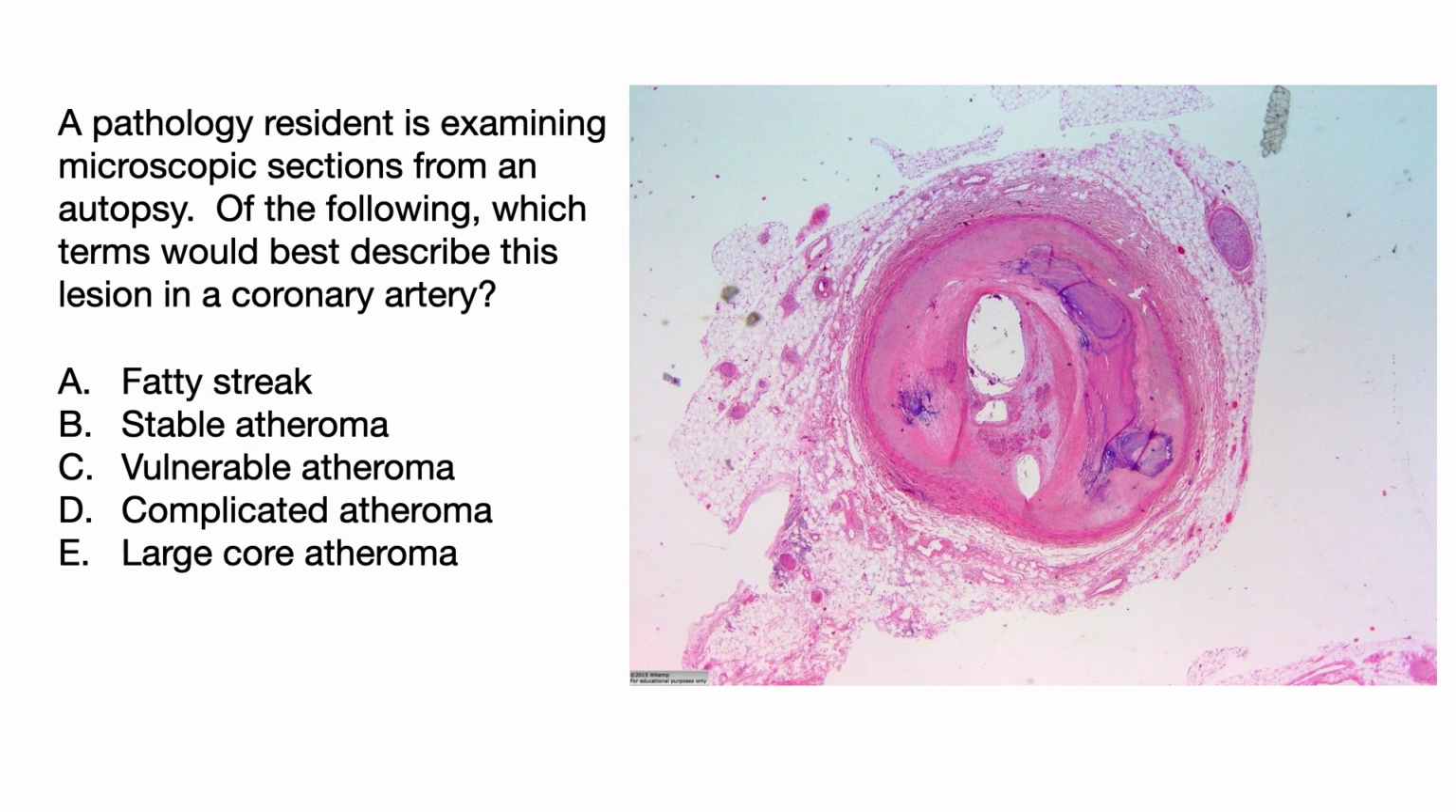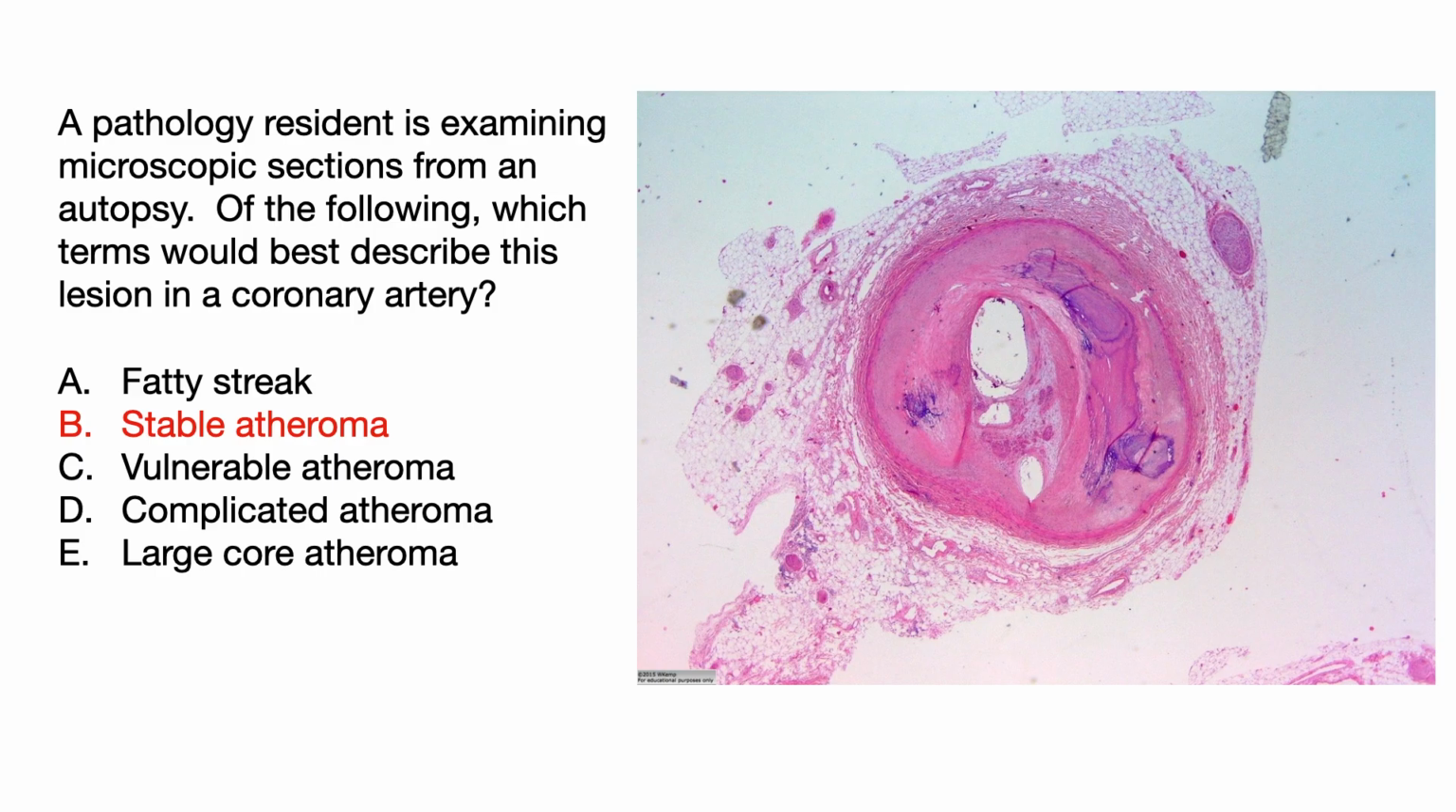Okay, so here's the question. So once again, pause, answer it, and then we'll go over it. So, rather than examining microscopic sections from an autopsy in pathology, which of the following terms would best describe this lesion in a coronary artery? This is what I showed you: you can see all the purple is calcification working its way toward bone. So this is a very stable plaque. So this would be a stable atheroma.